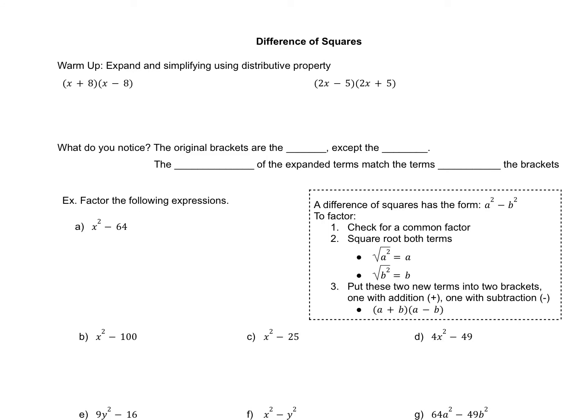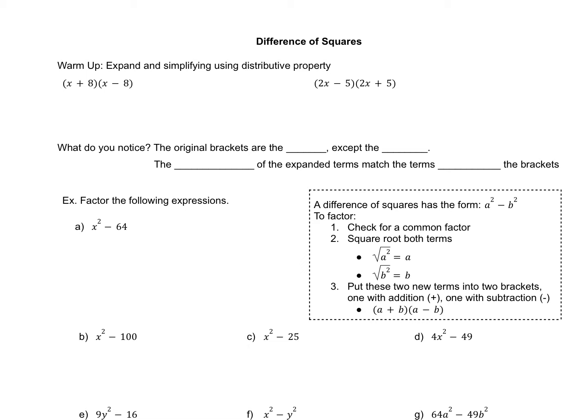In this video, we will be looking at a final factoring method called difference of squares. Before we do that, we're going to start with a warm-up where we use our distributive property, specifically FOIL, to expand and simplify the following expressions.